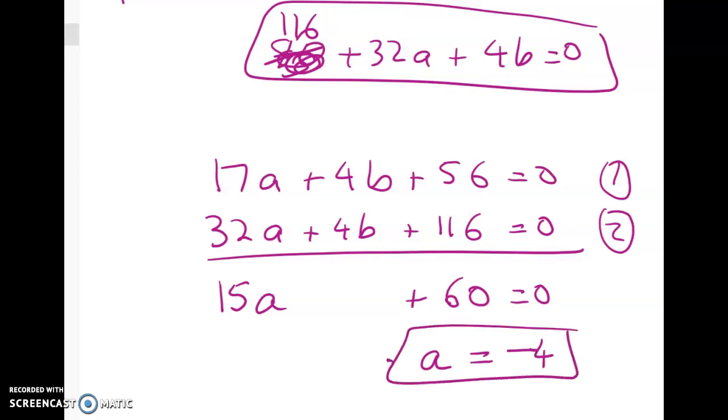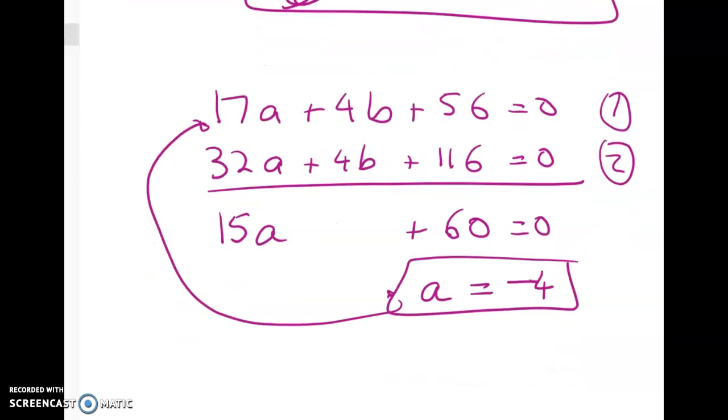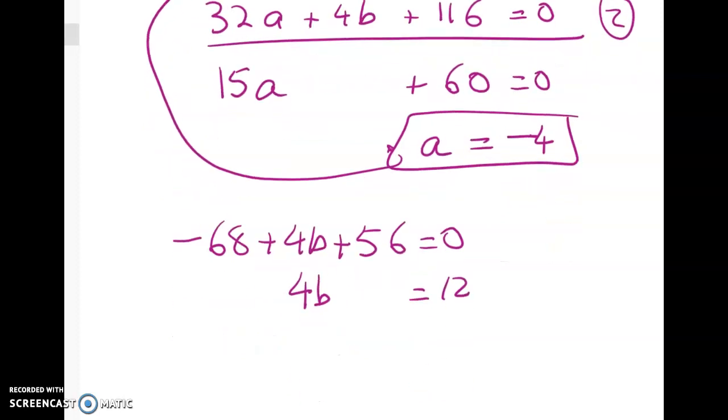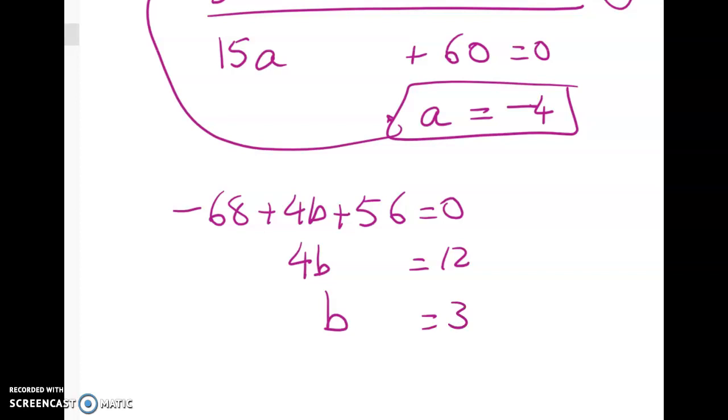We can take that and put it into the first one. What does that give me? Negative 68 plus 4b plus 56 equals 0. 4b is equal to 12. Sorry about the background noise. And b is equal to 3.